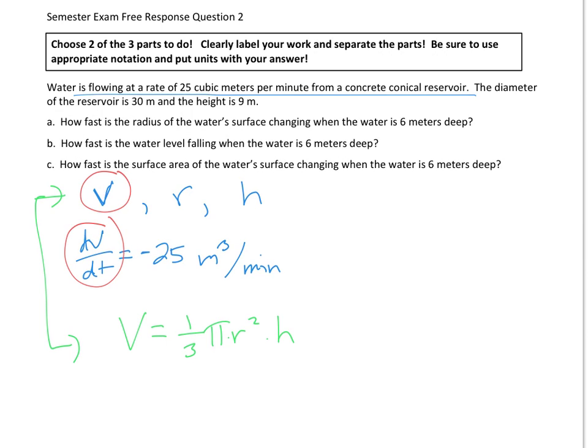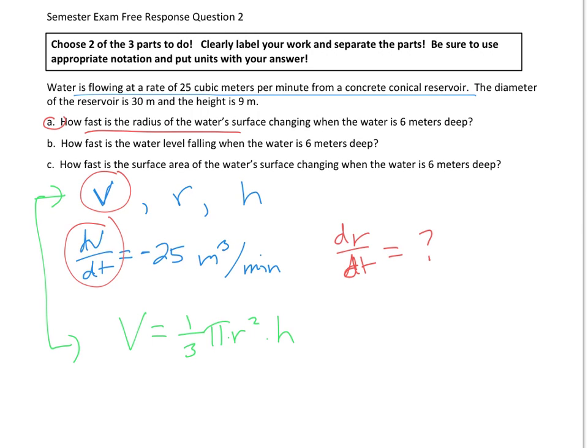Part A is asking for how fast is the radius of the water surface changing when the water is 6 meters deep. Radius of the water surface changing. And I know I'm ignoring the numbers right now because I really don't like to focus on numbers because a lot of them are specific to a particular point in time. So I'll get to that. So radius changing is going to be dr/dt. So it looks like dr/dt is my unknown rate that I'm seeking, at least in part A.